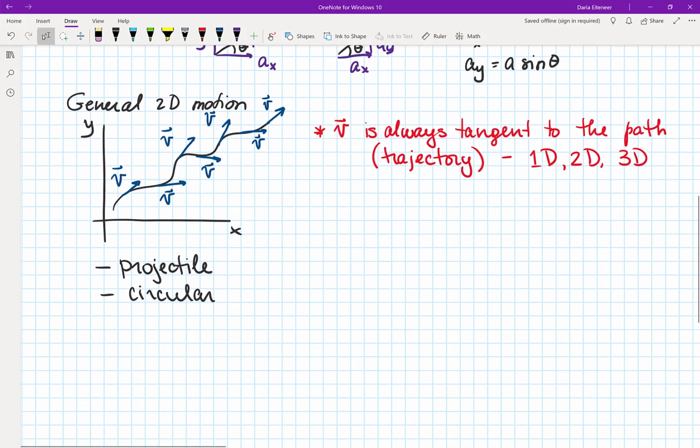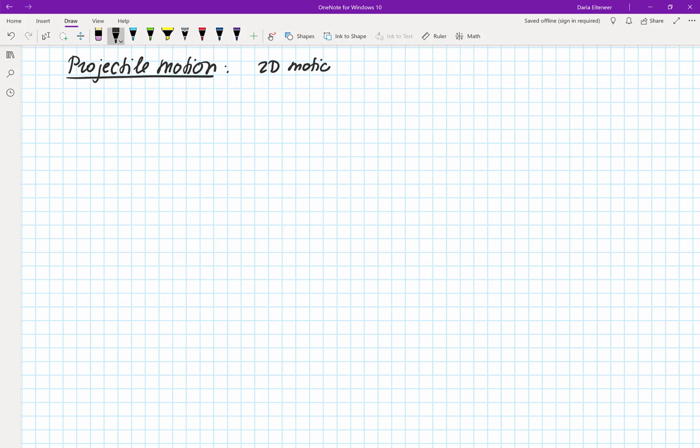Okay, I'm going to introduce projectile motion, and then we'll talk more about it in more detail in the next set of lecture notes. So projectile motion is a special subcategory of two-dimensional motion where motion is 2D, but the only force acting on whatever object is force of gravity only.